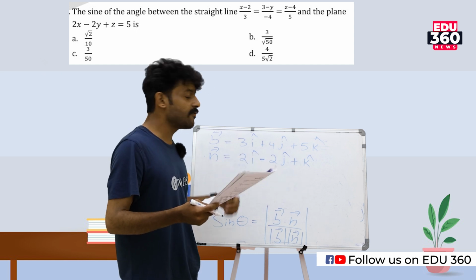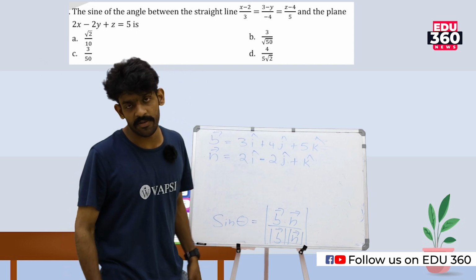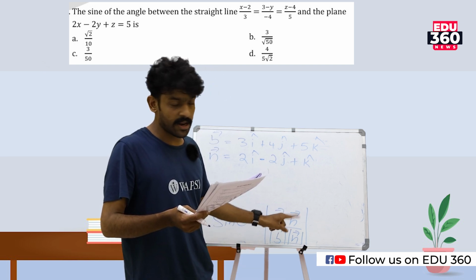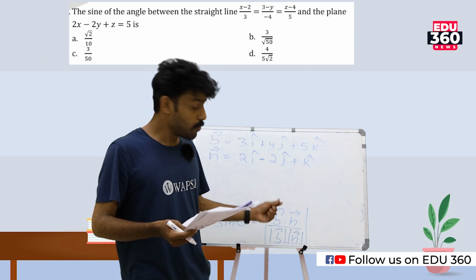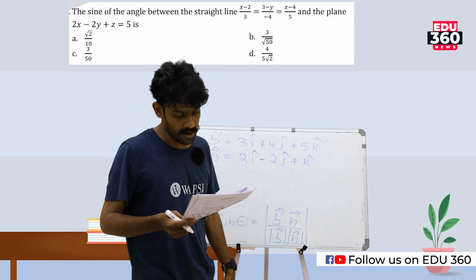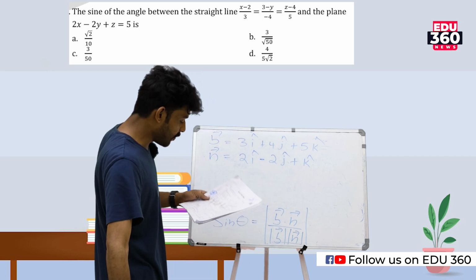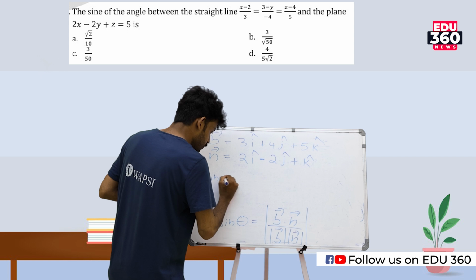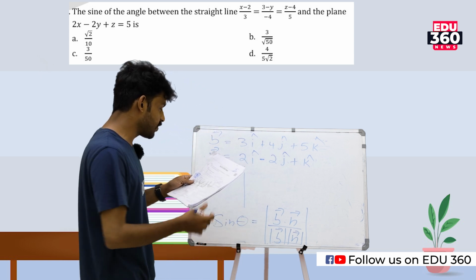This is the n vector. We know that this is the formula: sine theta, the sine of the angle between this line and the plane, is equal to the modulus of b vector dot n vector divided by modulus of b vector into modulus of n vector. Hereafter we can substitute the values here. While substituting, we will get sine theta is equal to the modulus of b vector. So what is the b vector?